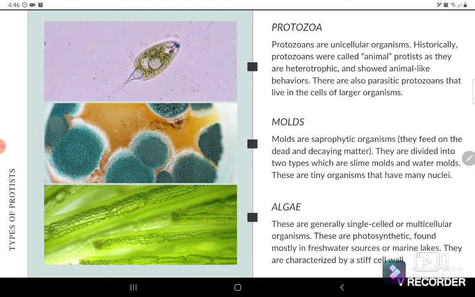And also, there are protozoans that move through the use of their flagella, and there are protozoans that use cilia to move.